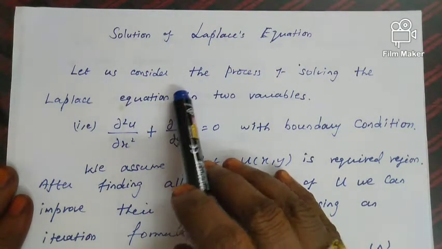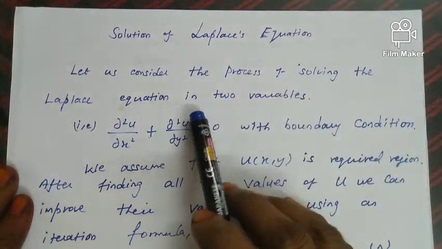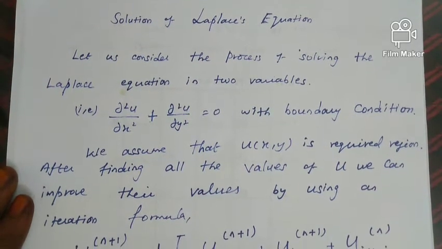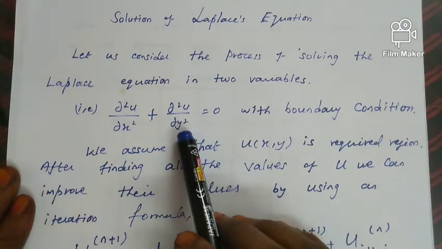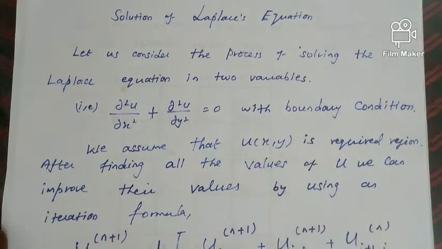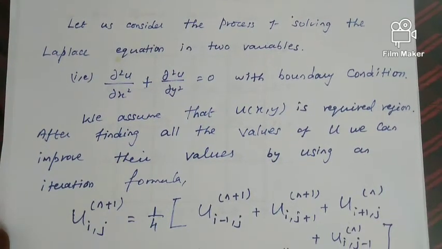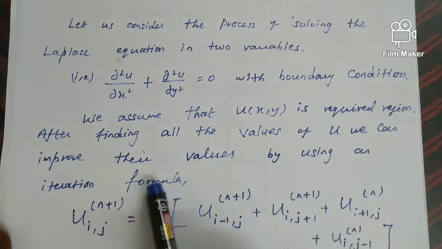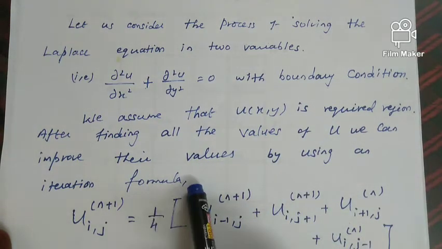Let us consider the process of solving the Laplace equation in two variables, that is ∂²u/∂x² + ∂²u/∂y² = 0 with boundary condition. We assume that u(x, y) is required in the region. After finding all the values of u, we can improve their values by using an iteration formula.